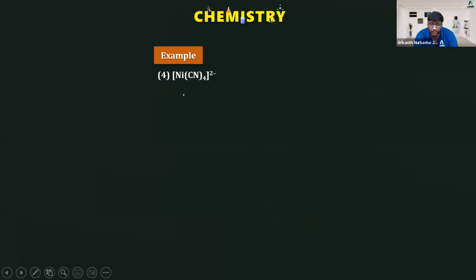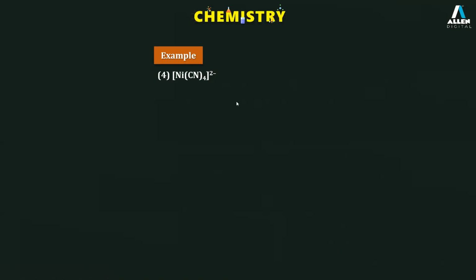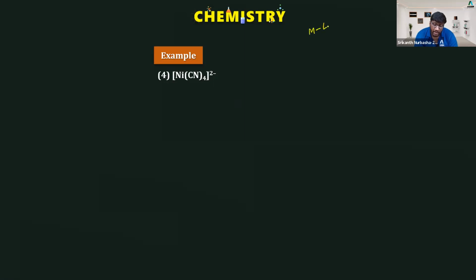Next example, NiCN4 2 minus. What is the hybridization now? dsp2. dsp2 means what is the shape? Square planar. Okay, very good. So in this molecule, what is the sum of the ligand metal ligand bond angles?